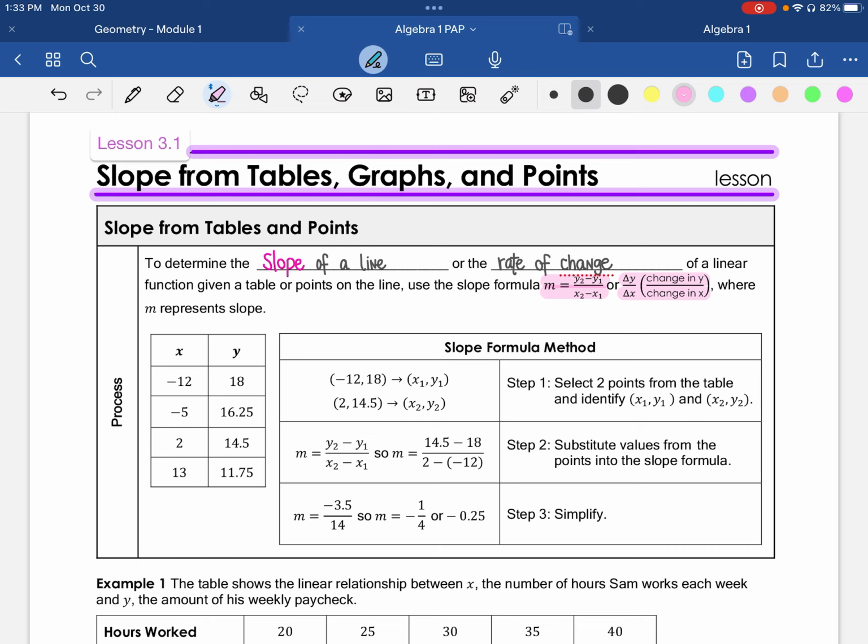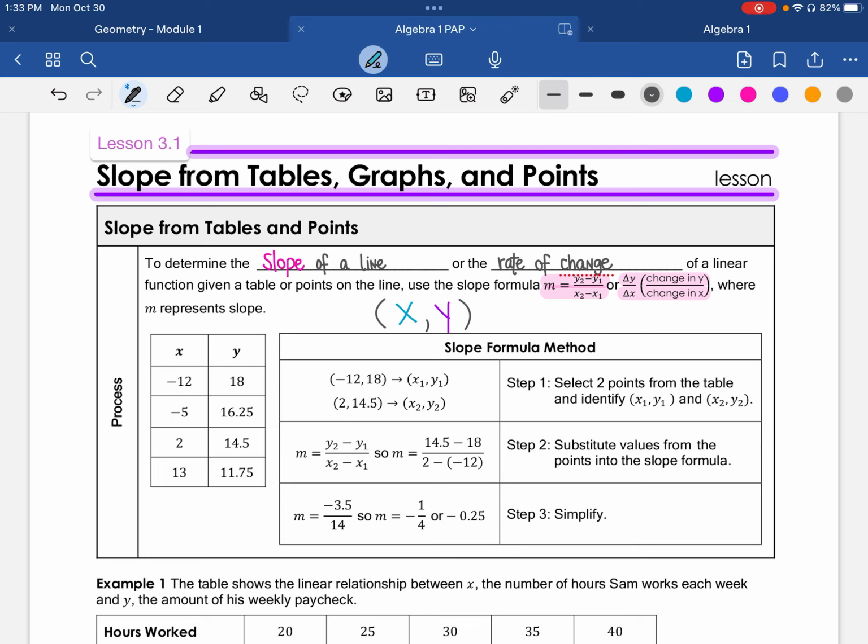Regardless of whether you are given a set of points or a table, you can make a set of points from a table. Remember that a set of ordered pairs is always of the form (x, y). So my x value is always first, and then my y value is always second.